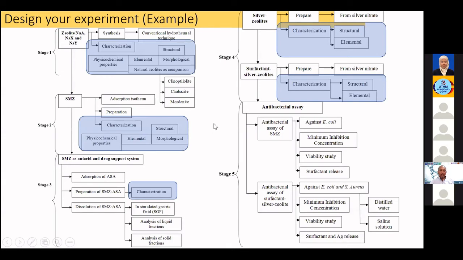Another thing, this is another example. This is actually from my PhD. When we modify it, this is surfactant modified zeolite. So we modify the materials, we also need to characterize it.